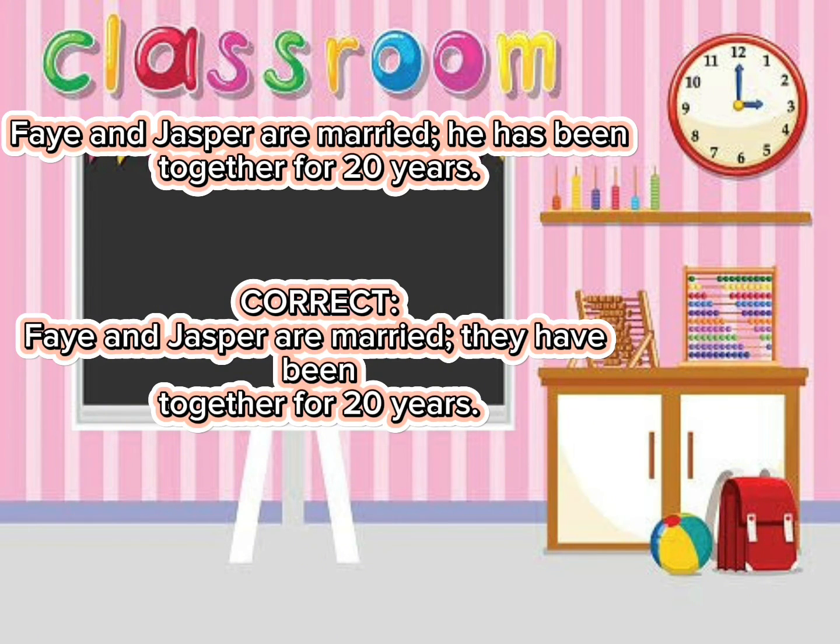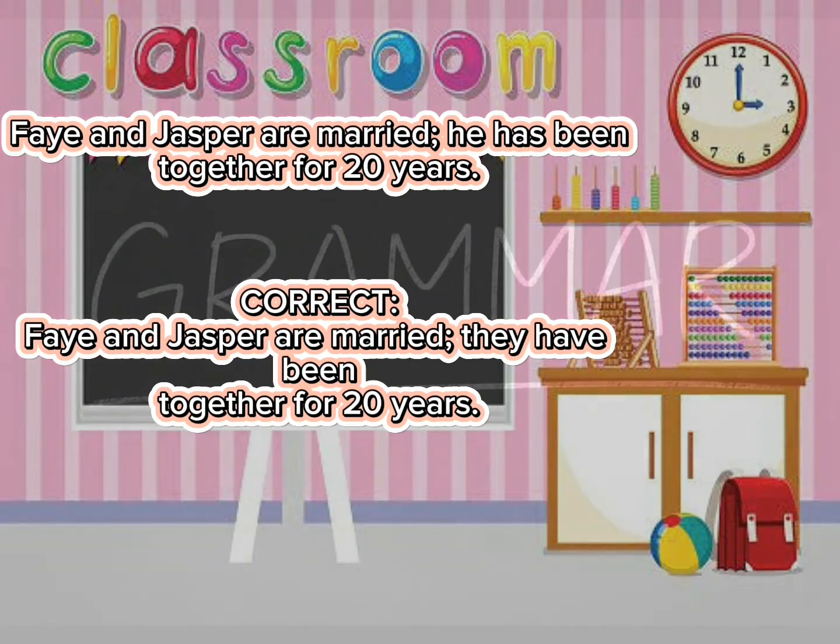Example: "Faye and Jasper are married. He has been together for 20 years." While Faye and Jasper are plural, "he" is singular. The sentence should read, "Faye and Jasper are married. They have been together for 20 years."